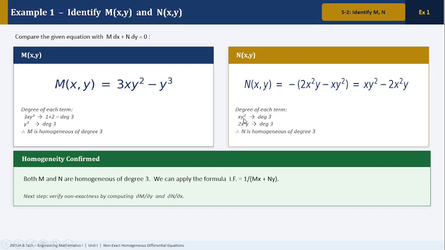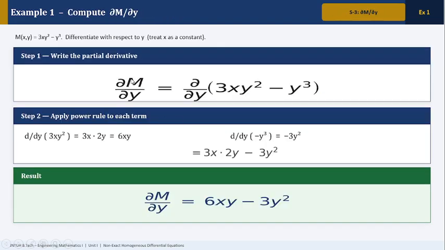x y square: x power 1, y power 2, add 1 plus 2, so this is degree 3. 2x square y: x power 2, y power 1, so this is degree 3. So M and N are homogeneous of degree 3. Therefore the given equation is a homogeneous equation, so we can apply the integrating factor formula 1 by Mx plus Ny. For that, next we'll check the condition for exactness.